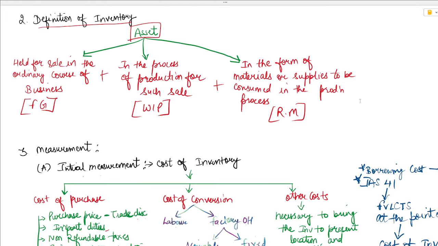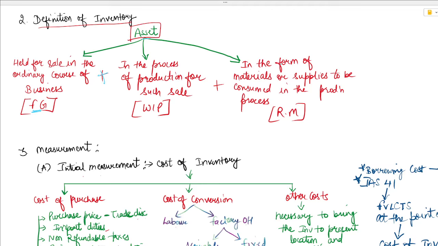First of all, what is inventory? Inventory is an asset which is held for sale in the ordinary course of business. Means this is a manufactured product already, or you have purchased it if you are a trading company. So it is called finished goods. And it includes the thing which is in the process of production for such sale. Means still processing is happening, it's not yet completed, it's not yet finished.